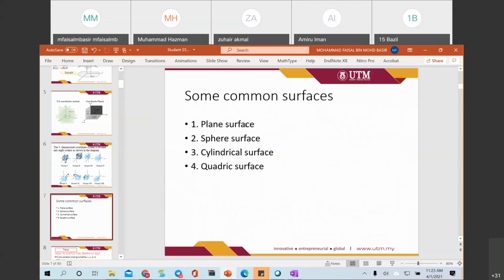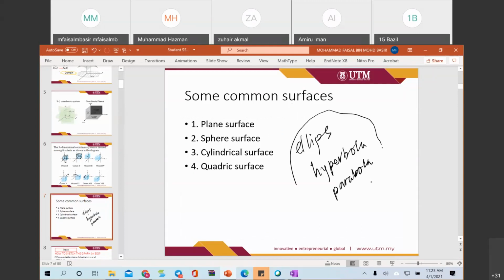Some common surfaces: plane, sphere, cylindrical, quadratic. So we have a lot of quadratic surfaces. Make sure you already know the basic curves, like the ellipse. You have learned this in your matriculation or STPM or foundation or diploma. Ellipse, and then you have what else? Hyperbola and parabola. So make sure you master all of these. Of course, circle. Circle is just a modification of the ellipse.